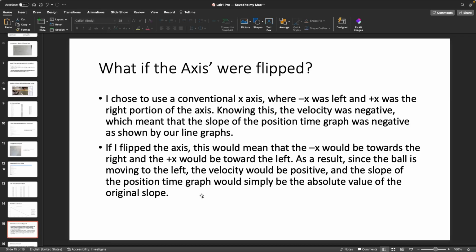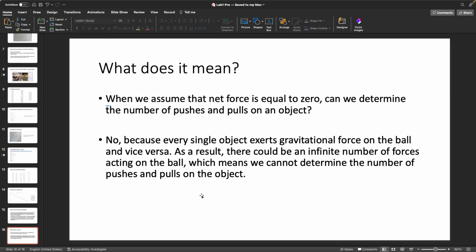So what if the axes were flipped? I chose to use a conventional x-axis where negative x would be to the left and positive x would be to the right. Knowing this, the velocity was negative, which meant that the slope of the position-time graph was negative, as shown by the line graph. If I flip the axis, this would mean that negative x would be towards the right and positive x would be towards the left. As a result, since the ball is moving to the left, the velocity would be positive and the slope of the position-time graph would simply be the absolute value of the original negative slope.